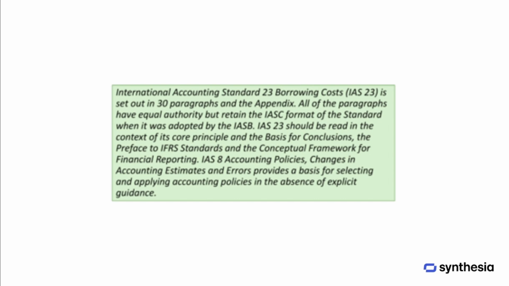International Accounting Standard 23 Borrowing Costs, IAS 23, is structured into 30 paragraphs along with an appendix. All paragraphs hold equal authority, maintaining the original IASC format from when the standard was adopted by the IASB. To fully understand IAS 23, it should be read in conjunction with its core principle, the Basis for Conclusions, the Preface to IFRS Standards, and the Conceptual Framework for Financial Reporting. Additionally, IAS 8 Accounting Policies, Changes in Accounting Estimates and Errors, serves as a reference for selecting and applying accounting policies when explicit guidance is not provided.